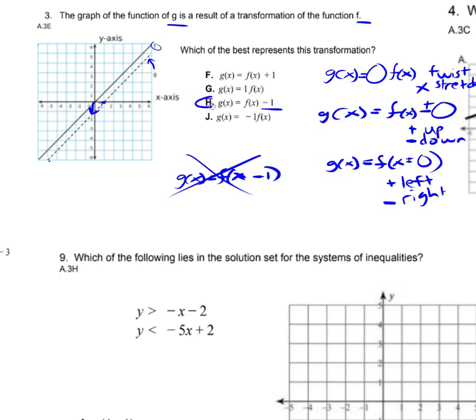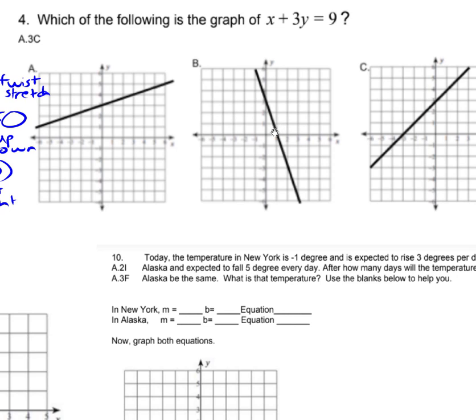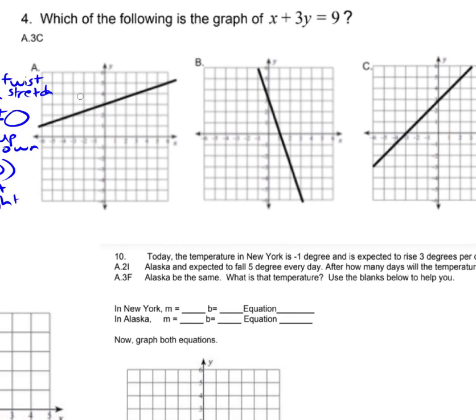It was, in fact, H, so H is my correct answer. Let's go ahead and move on to 4. So 4 says, which of the following is the graph of x plus 3y is equal to 9?